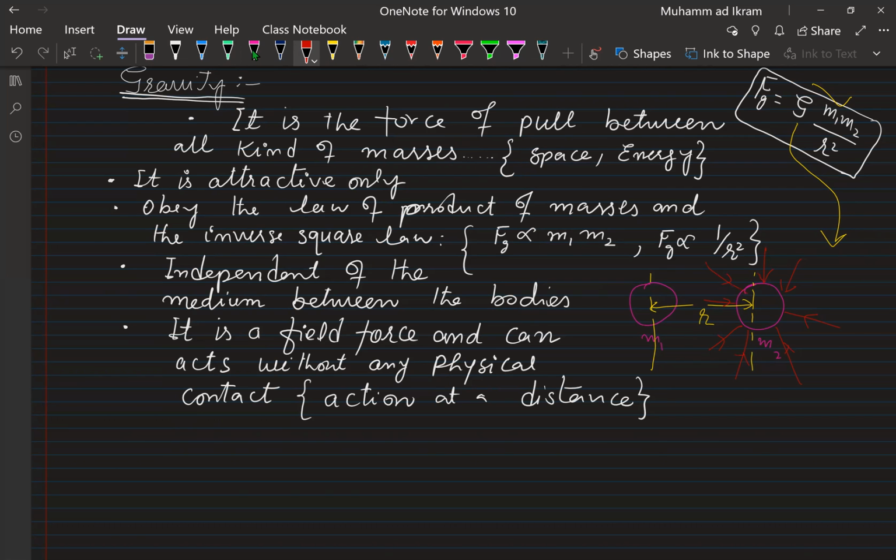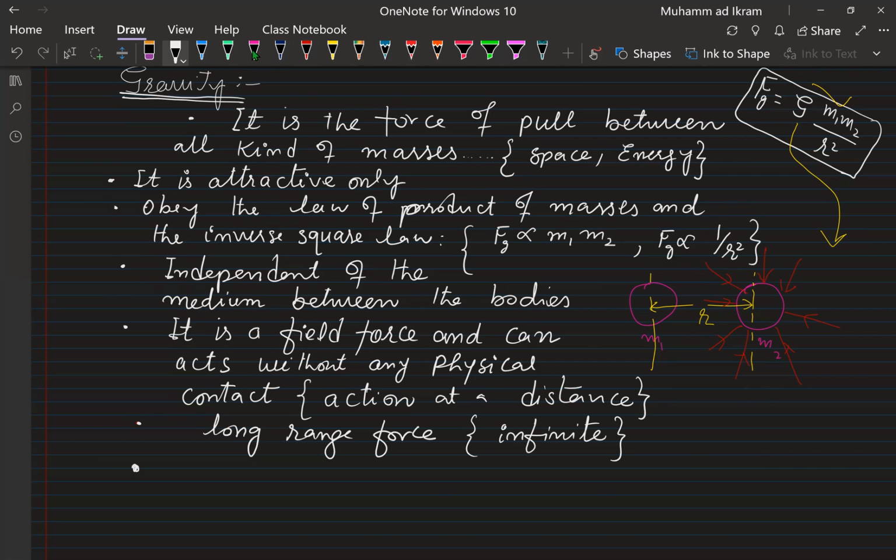Usually this force is a long range force, right? Sometimes I say that they can act at infinite distance also, though the force will be very small. Long range force means that this is one of the reasons they act between heavenly bodies, and this is why they keep the universe together.